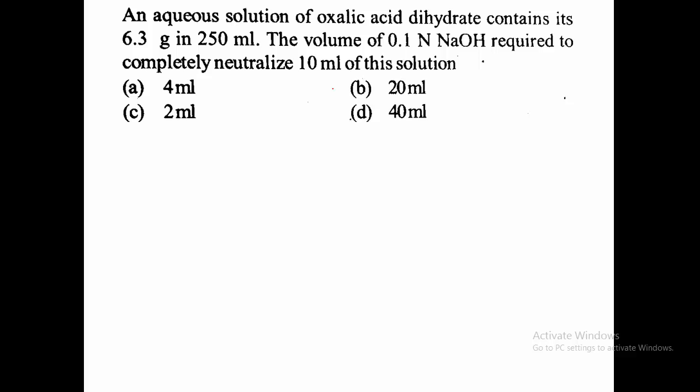NaOH is a base and oxalic acid is an acid. So when the base reacts with acid, it neutralizes and gives the salt. So what volume of NaOH should be added to completely neutralize this oxalic acid solution, that you need to calculate. So here first find the normality of oxalic acid solution. First you need to calculate the normality.